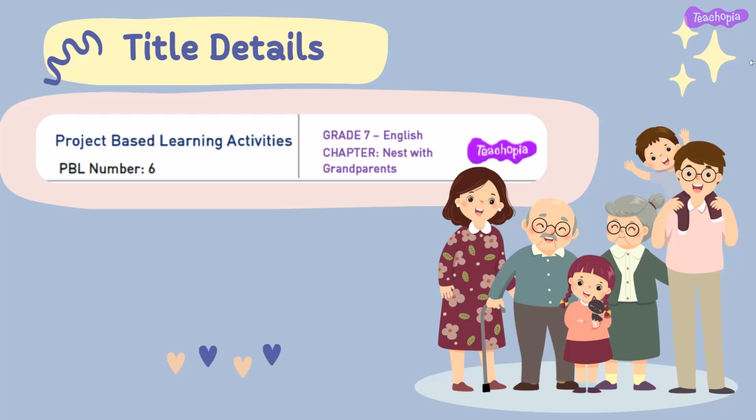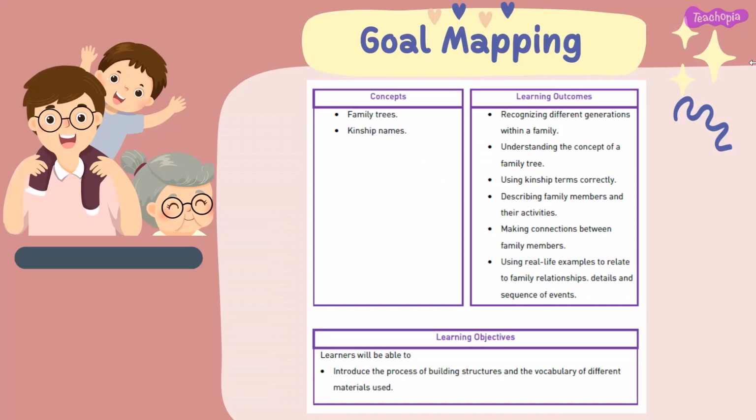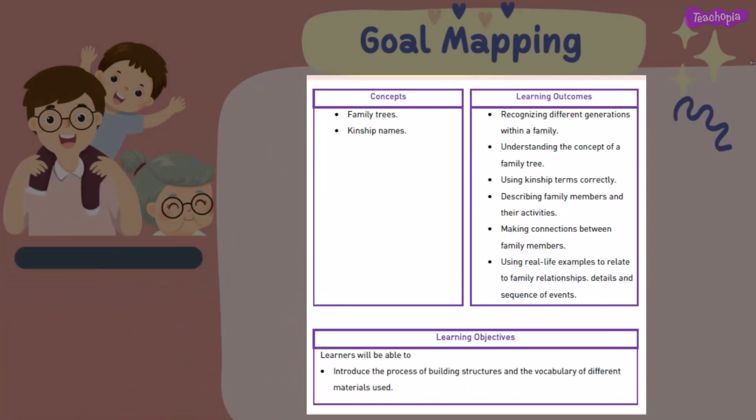The title details will help you understand the PBL number, the grade, and the chapter that it has been mapped with. And then we move on to the concepts covered, the learning outcomes they have been mapped with in our DSCRT documents, and the learning objective that we will be covering and achieving through this particular module.